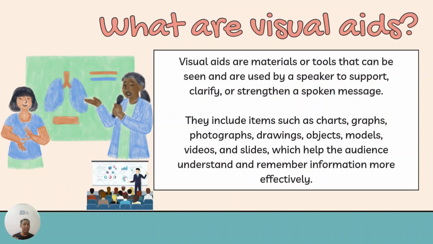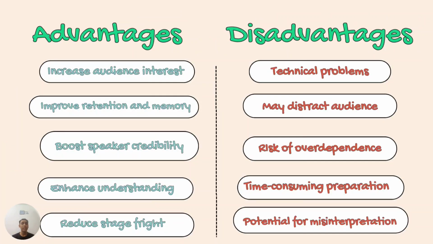What are visual aids, right? So visual aids are materials or tools that can be seen and are used by a speaker to support, clarify, or strengthen a spoken message. They include items such as charts, graphs, photographs, drawings, objects, models, videos, and slides, which help the audience understand and remember information more effectively. Such as right now, I'm using visual aids with the slides to explain my presentation, right? So let's look at the advantages and the disadvantages.